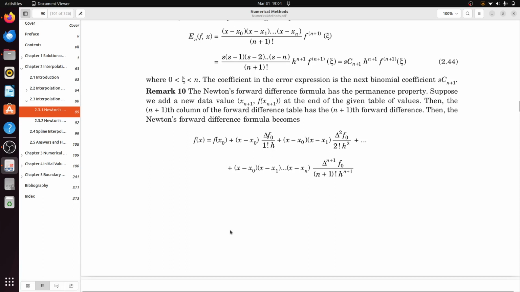So it has the permanence property: if you simply add a data point, you need to compute another such term and just add it to the main formula. Is it clear? It has the permanence property. Priyanka, is it clear? Yes, sir. Okay.